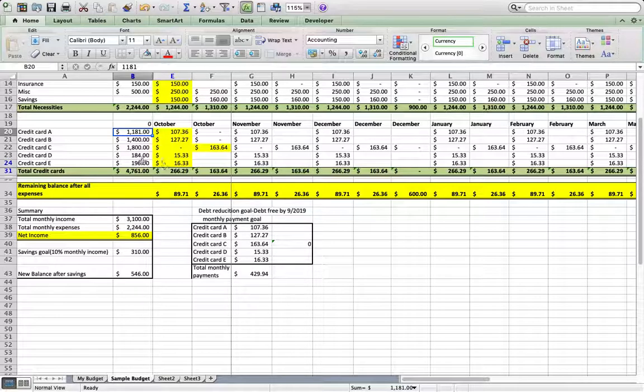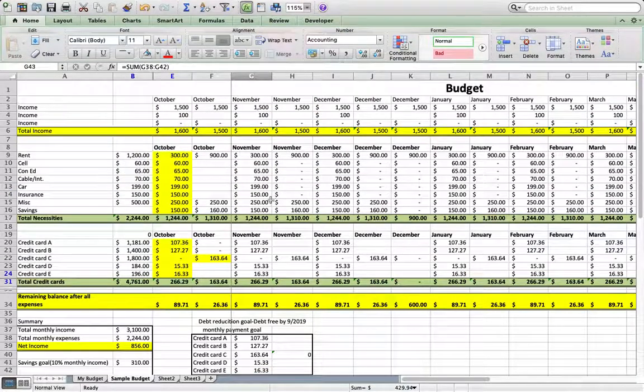So this person said credit card A, they're going to pay $107 a month. This one is $127 a month, $163 a month, etc. So a total monthly payment of $429 per month is going to get them close to their goal of removing this debt by September 2019. Now, that's going to be a good sacrifice, because they're not going to have that much money left over for the month. But it's called sacrifice. You have to be able to bite the bullet and do what you've got to do to get what you need to get.